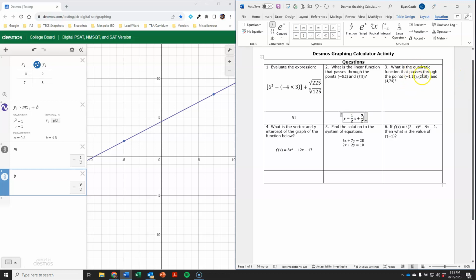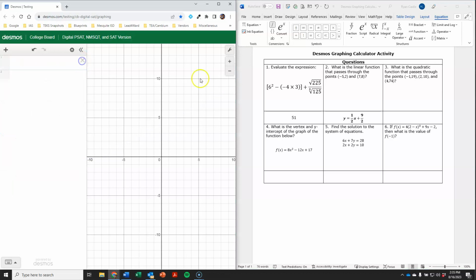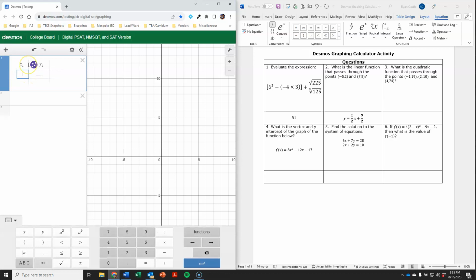Moving on to the third question here, we want to know the quadratic function that passes through these 3 points. And so if we start over from scratch, again, what we can do here is add a table. So I'm going to add a table, type in these points here, and then we are ready to go with our regression expression, but this time it's going to be for a quadratic function. And so it's going to look very similar to our linear function regression, but this time it will be in the form of a quadratic.